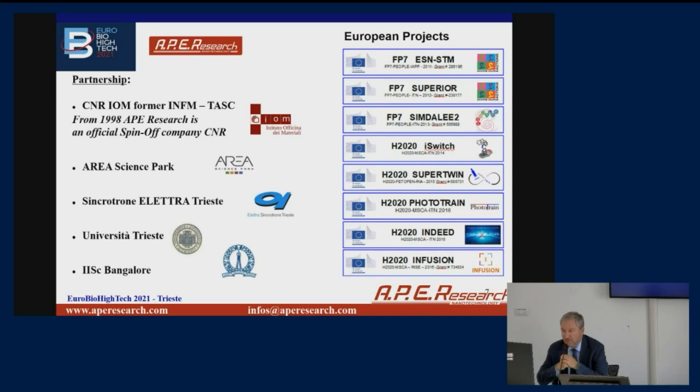The other part is a list of historical partnerships starting from Trieste, obviously CNR, INFN, Area Science Park, Elettra, University of Trieste, and IISc Bangalore, because there is our common lab with their Institute of Material Science, and that is our external lab for India.